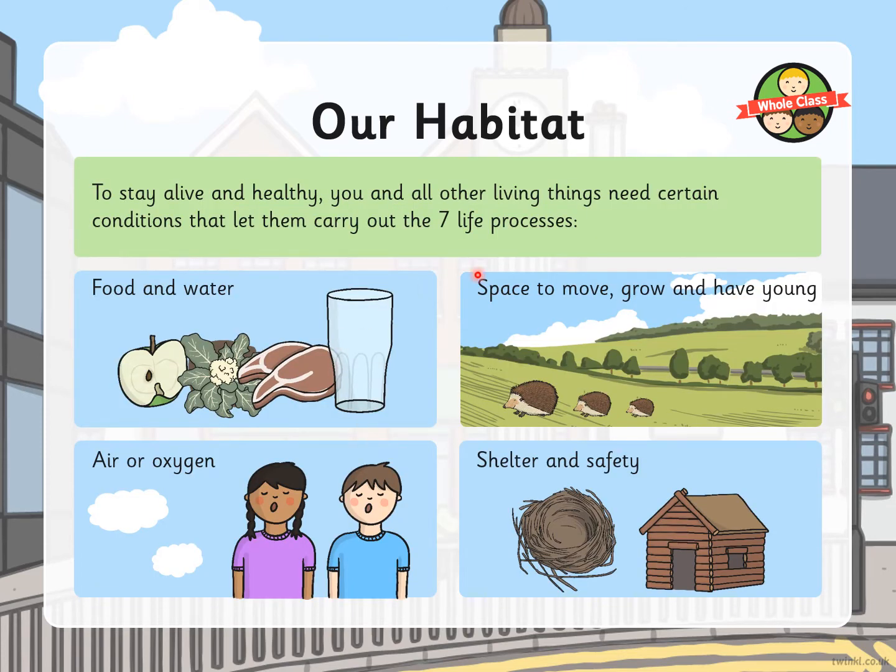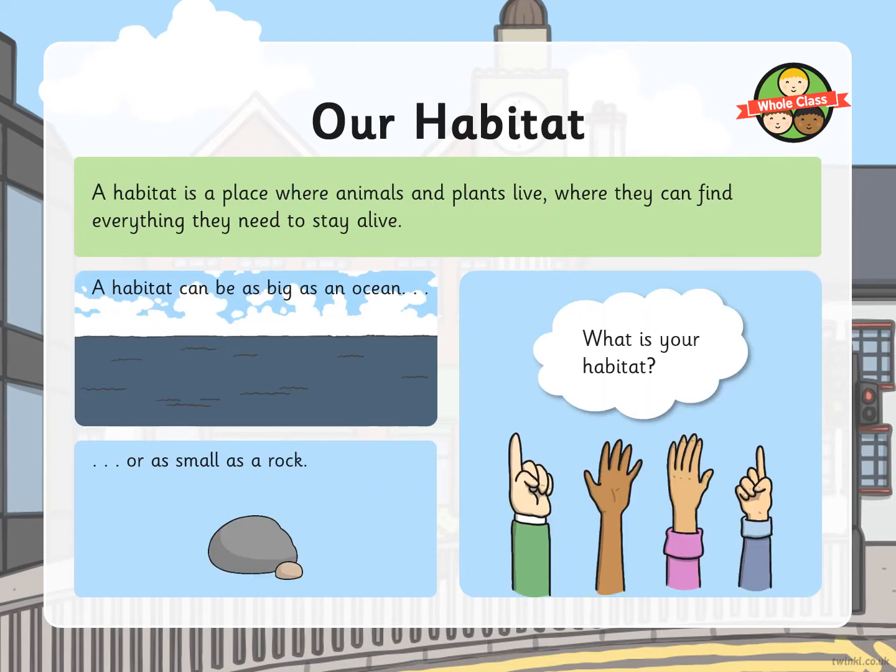So our habitat. To stay alive and healthy, you and all other living things need certain conditions that let them carry out the 7 life processes. So we as human beings need food and water. We need space to move, grow and have our young. Air or oxygen to breathe, and shelter and safety. A habitat is a place where animals and plants live, where they can find everything they need to stay alive. It can be as big as the ocean or as small as a rock.